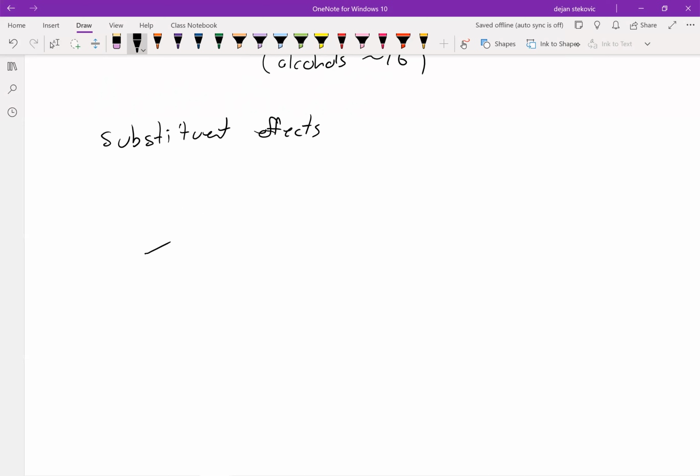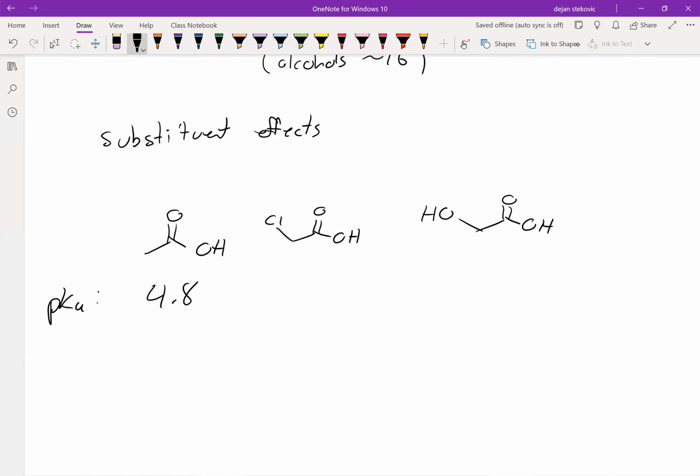So for example, this regular acetic acid usually has a pKa of 4.8. You add that chlorine, 2.9. Add this OH, right? There's no resonance available here, so it's only the inductive effect from the electronegative oxygen. This is 3.8, right? This is all inductive effect.